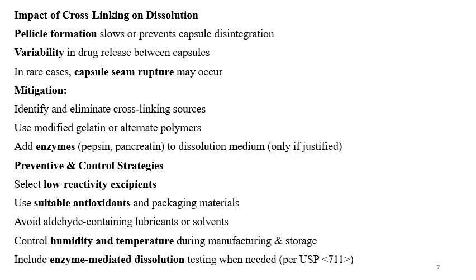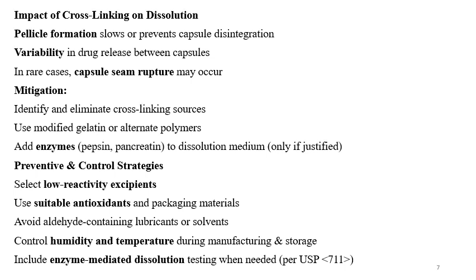Impact of cross-linking on dissolution. As we know, cross-linking of the capsule shells will lead to slowdown of the drug release. So pellicle formation slows or prevents capsule disintegration, and it leads to variability in the drug release between the capsules. In rare cases, it may lead to capsule seam rupture in the soft gelatin shells or in the hard gelatin shells.